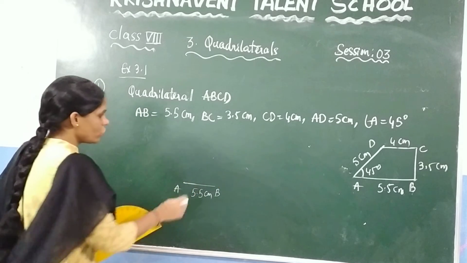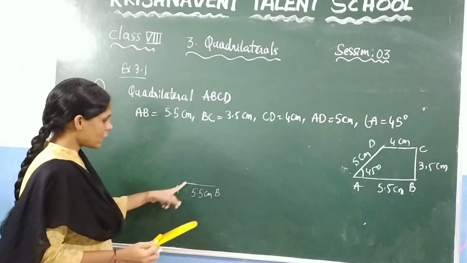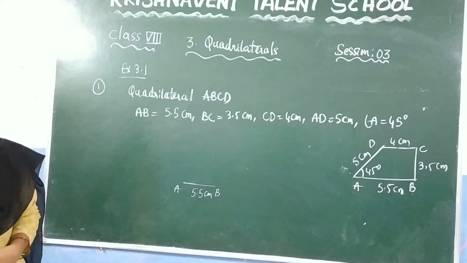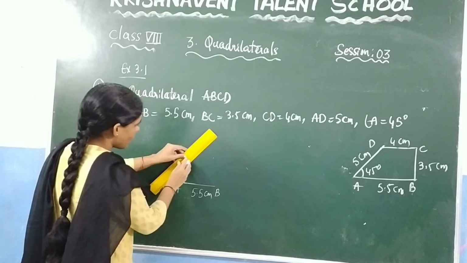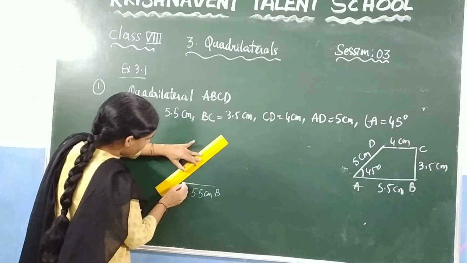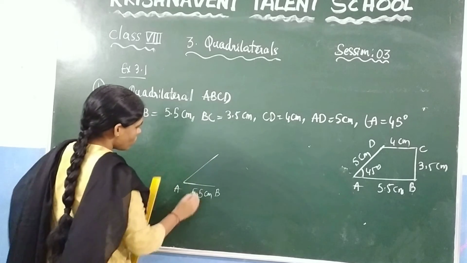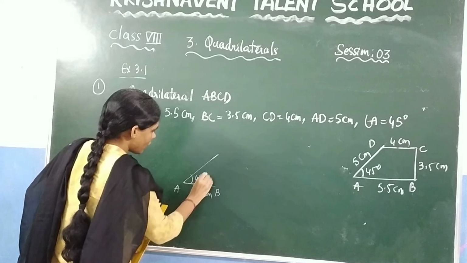Now what we need to do, we need to join this point and the vertex here so that you will get the 45 degrees. So join it. Just join this point and this line segment. So this will be the angle of 45 degrees.